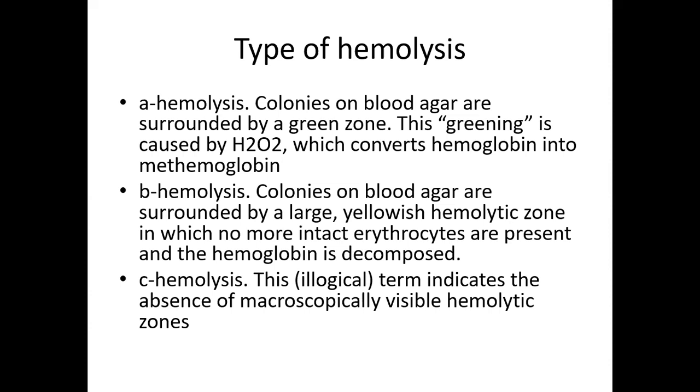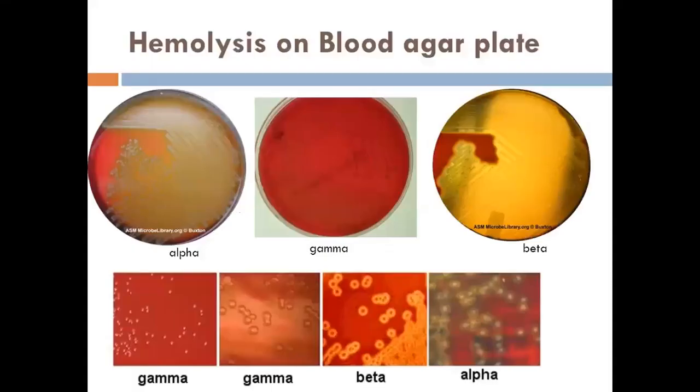In beta hemolysis, colonies on blood agar are surrounded by a large yellowish hemolytic zone in which no more intact erythrocytes are present and the hemoglobin is decomposed. Then there is gamma hemolysis. This illogical term indicates the absence of a microscopically visible hemolytic zone. So alpha is a greening hemolysis with formation of methemoglobin, and alpha hemolysis is usual for Streptococcus pneumoniae and for non-pathogenic Streptococcus.